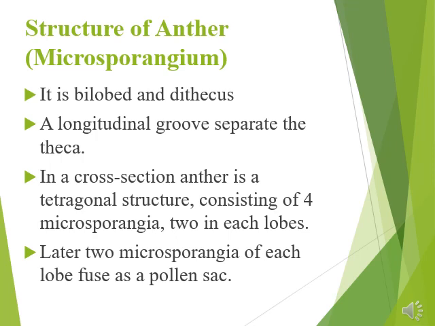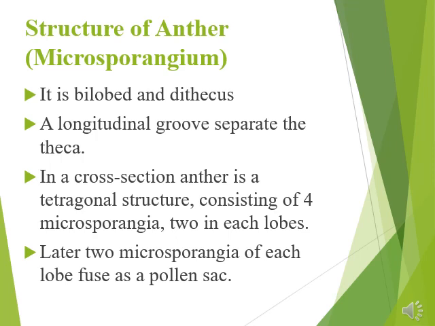Now we will study the development of anther or microsporangium. All of you know that the anther is a bilobed or dithecous structure. It is mainly divided into two lobes. If you study the longitudinal section, you will see that it is separated by means of theca. In cross section, anther is a tetragonal structure. That means you will see 4 parts, consisting of four microsporangia, two in each lobe. Later on, two microsporangia of each lobe fuse as a pollen sac.